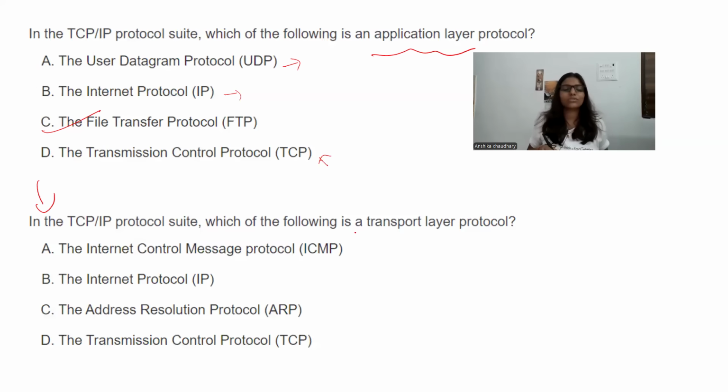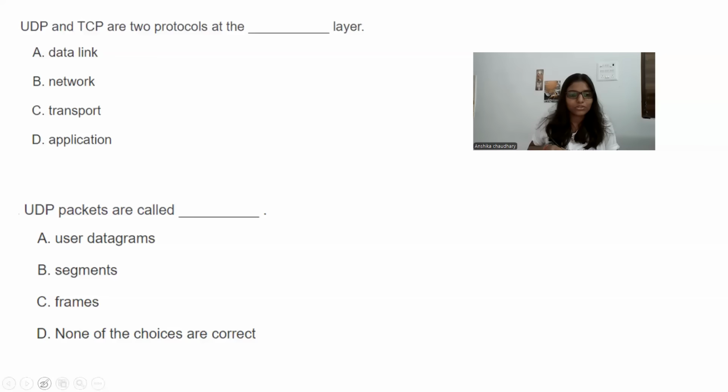Anyway, let's come on to the next question. In the TCP/IP protocol suite, which of the following is a transport layer protocol? Just now I've shown you that TCP and UDP are the protocols that work on the transport layer. Let's have a look at the next question. UDP and TCP are two protocols, and just now we saw that they work on the transport layer.